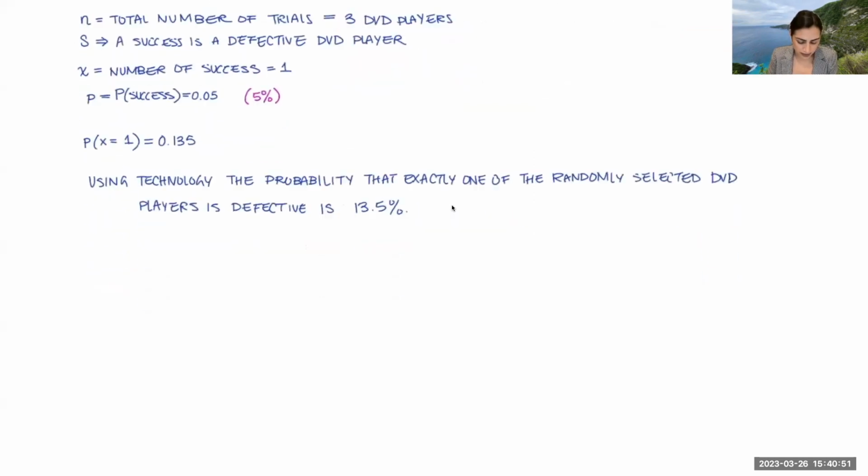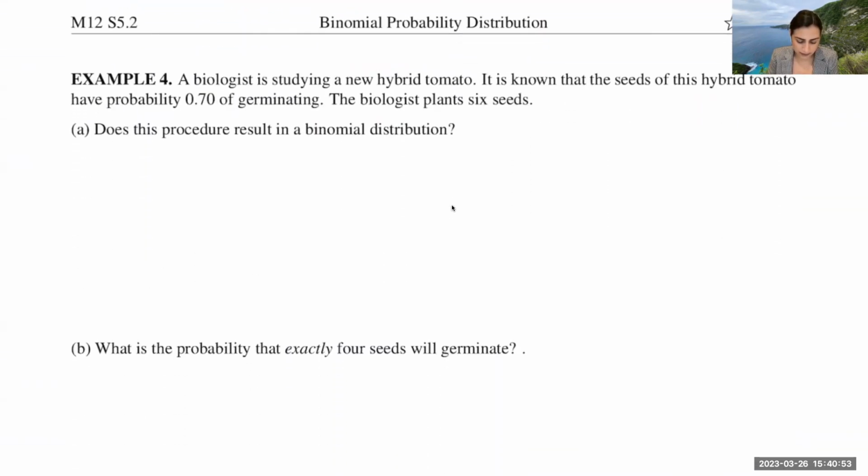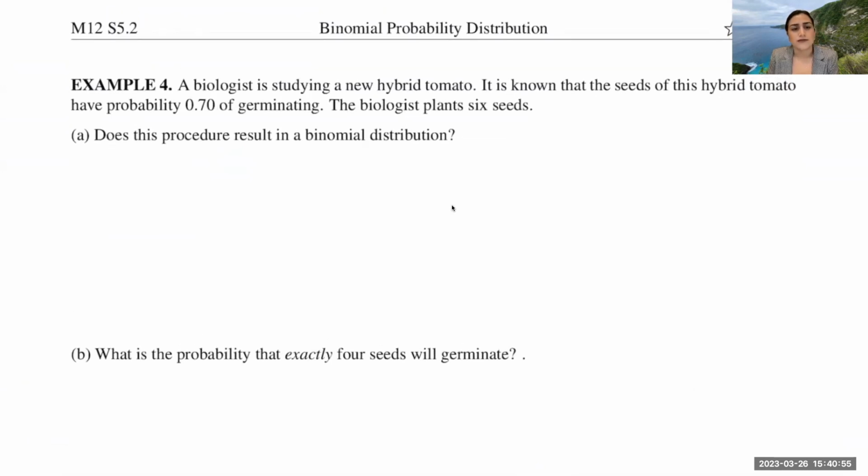All right, so let's go ahead and try another problem. We have a biologist studying a new hybrid tomato. It is known that the seeds of this hybrid tomato have a probability of 0.70 of germinating. The biologist plants 6 seeds. And A is asking us, does this procedure result in a binomial distribution?